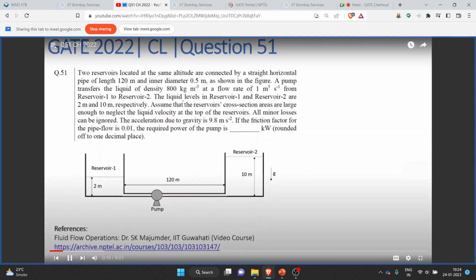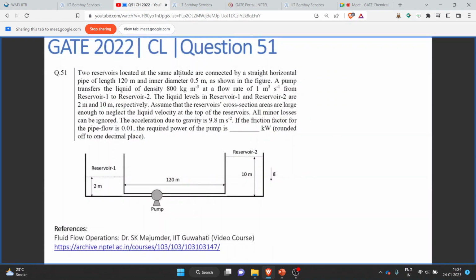The question states, two reservoirs located at the same altitude are connected by a straight horizontal pipe of length 120 meter and inner diameter 0.5 meter as shown in the figure. A pump transfers the liquid of density 800 kg per meter cube at a flow rate of 1 meter cube per second from reservoir 1 to reservoir 2. The liquid levels in reservoir 1 and reservoir 2 are 2 meter and 10 meter respectively.